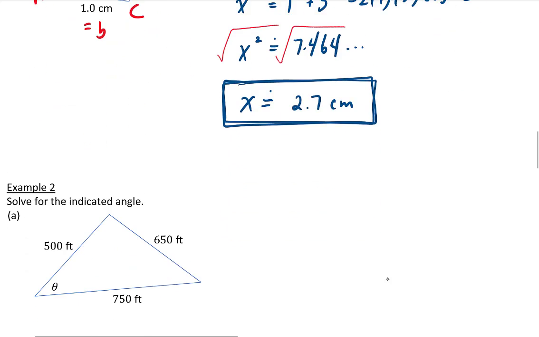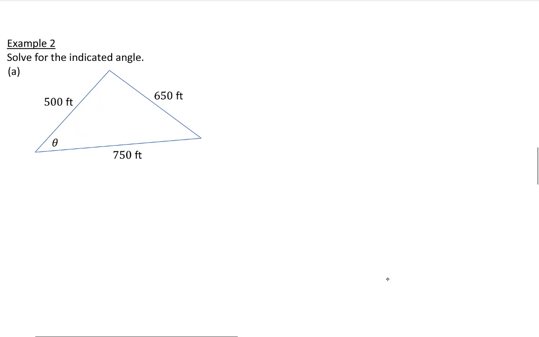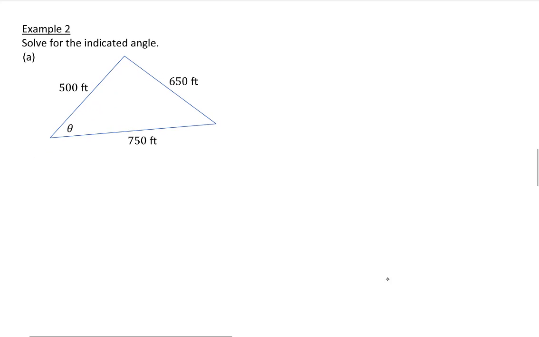The next example, we're going to use the cosine law to help us find an angle. So notice I've highlighted the angle in these examples. First step is to label. So let's say this is A, this is B, and this is C. So that means this is side A, this is side C, this is side B.